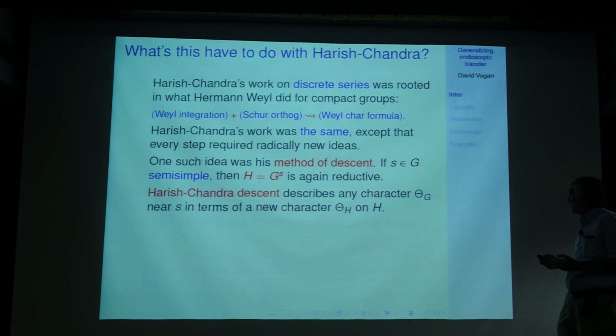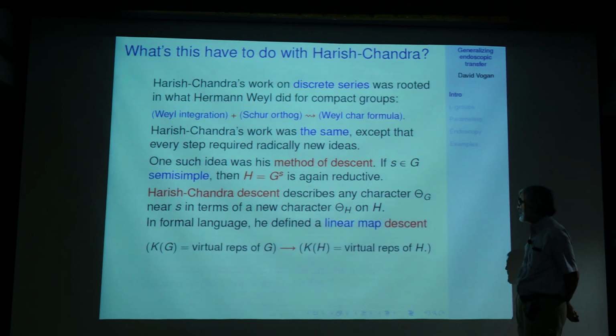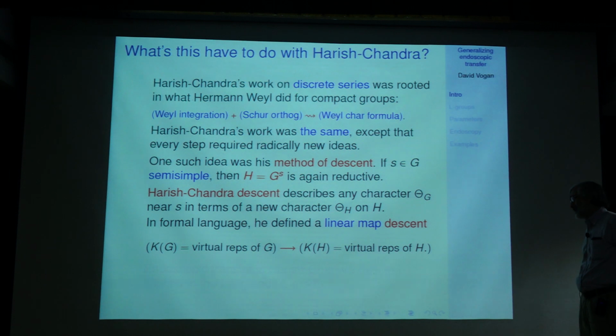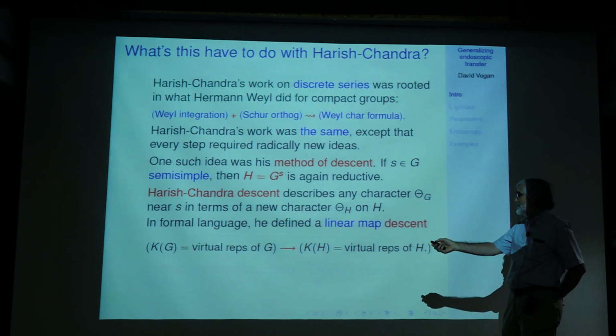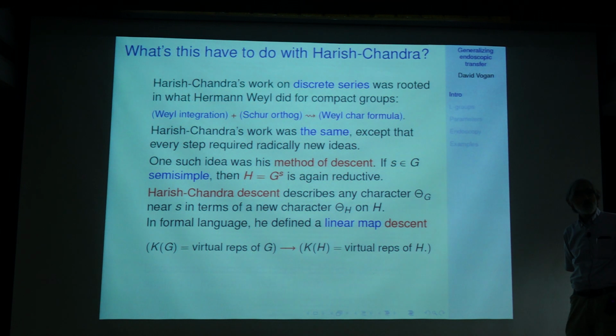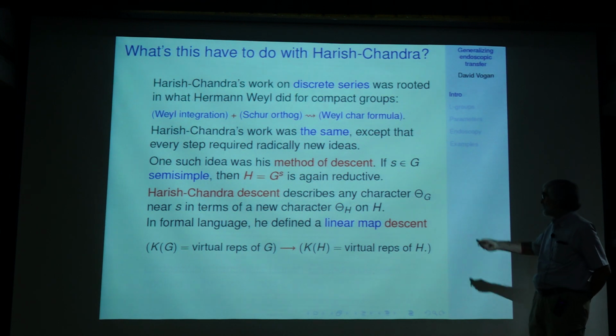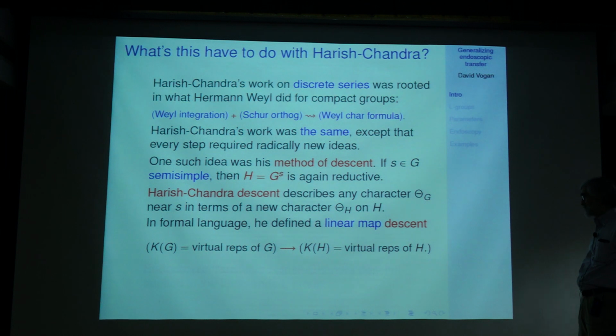What Harish-Chandra descent says is that if you have a character on G near the element S, that can be described completely in terms of some new character, theta H, on this smaller group H, the centralizer of S. So formally, Harish-Chandra was not a fan of formal, but I'll do this. If you write K of G for the lattice of virtual representations of G, then Harish-Chandra was defining a map from virtual representations of G to virtual representations of H.